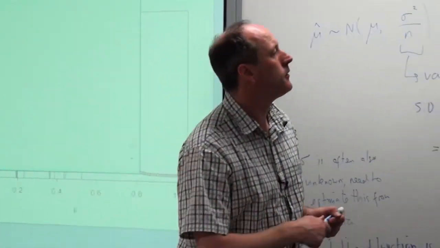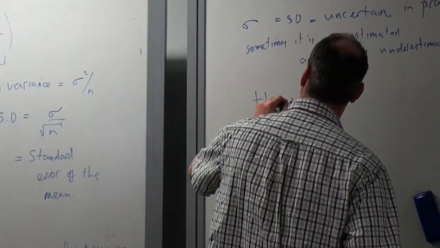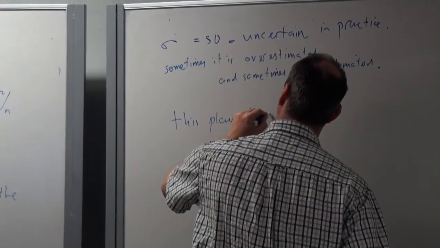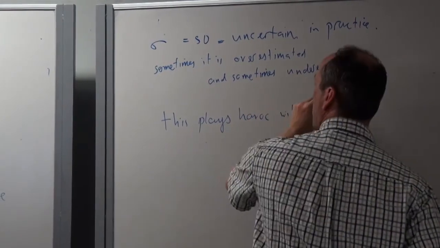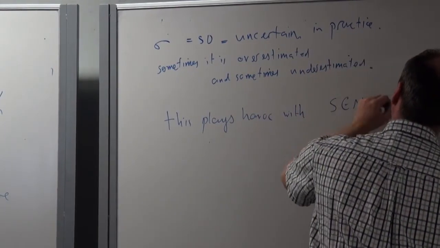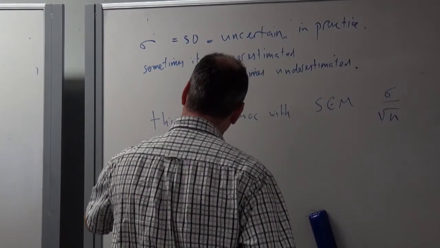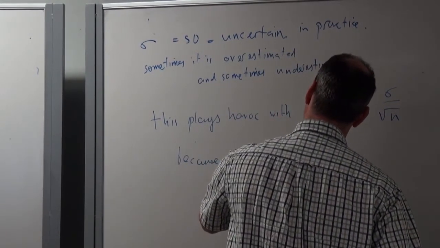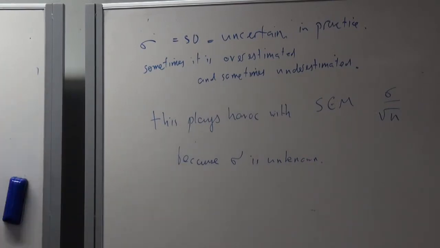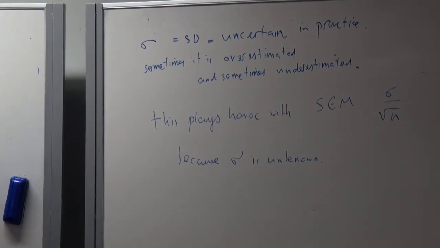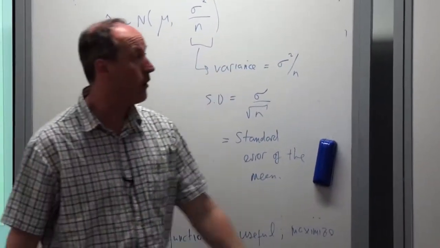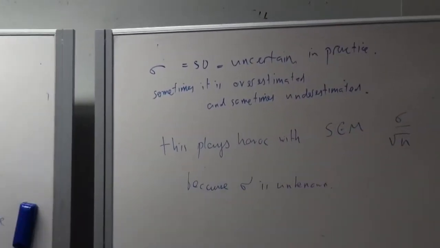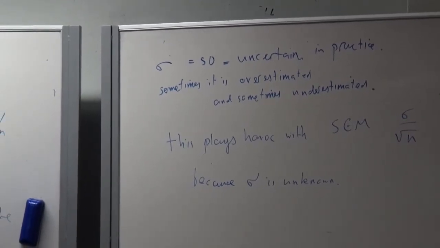But this plays havoc with the standard error of the mean, sigma over root n, because sigma is unknown. We're now just casually giving you the standard error of the mean, which we covered right at the beginning of the course, yeah? I just casually assumed that sigma was known. But if sigma is not known, it makes things very difficult. You've got to have a correction for that. And the correction is the t-test.